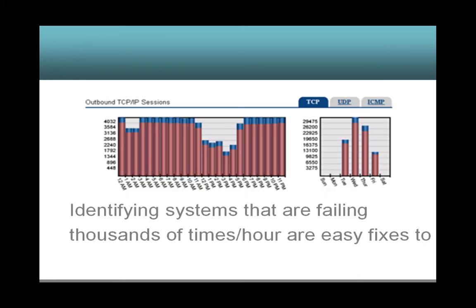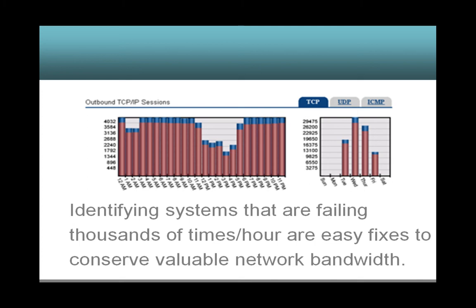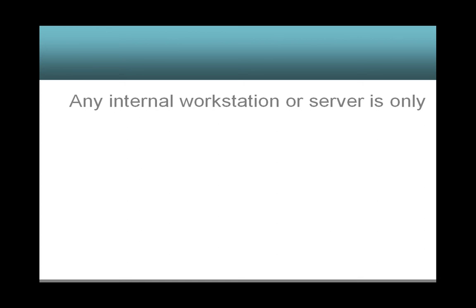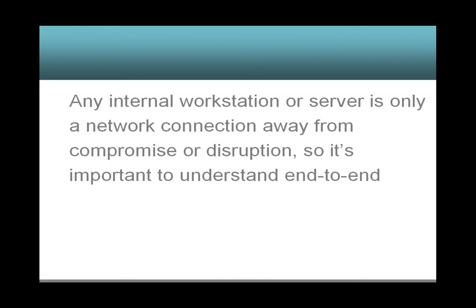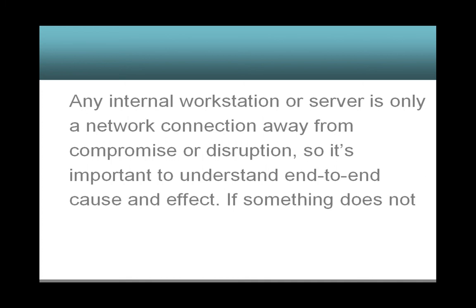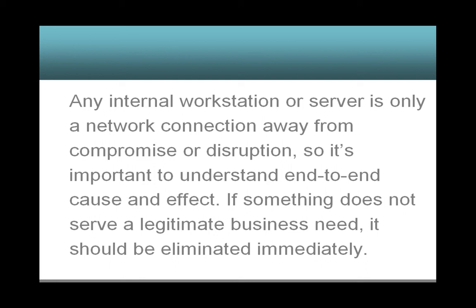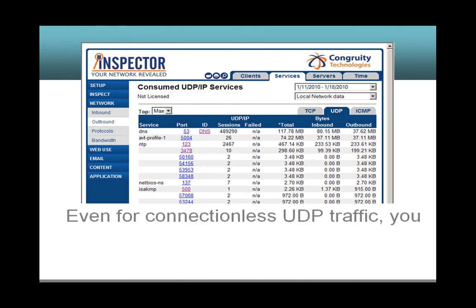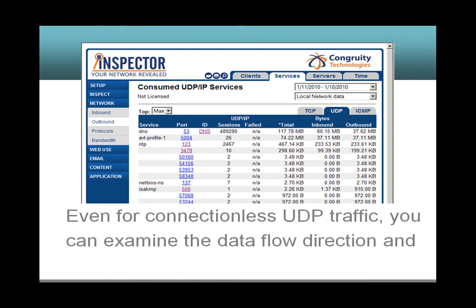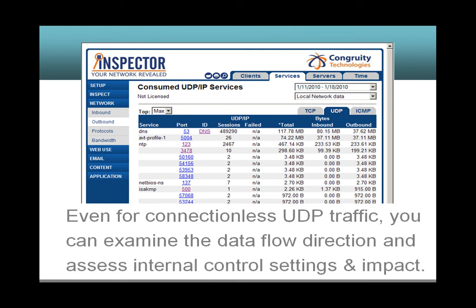Identifying systems that are failing thousands of times per hour are easy fixes to conserve valuable network bandwidth. Any internal workstation or server is only a network connection away from compromise or disruption, so it's important to understand end-to-end cause and effect. If something does not serve a legitimate business need, it should be eliminated immediately. Even for connectionless UDP traffic, you can examine data flow direction and assess internal control settings and impact.